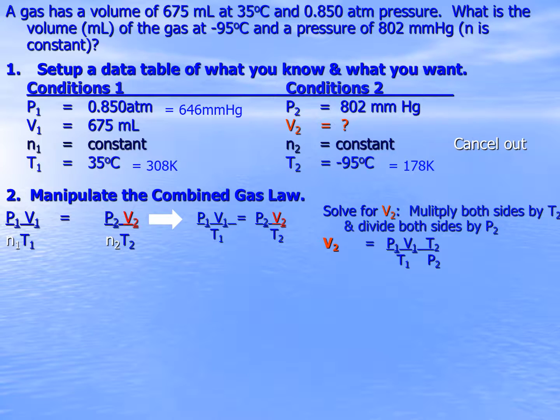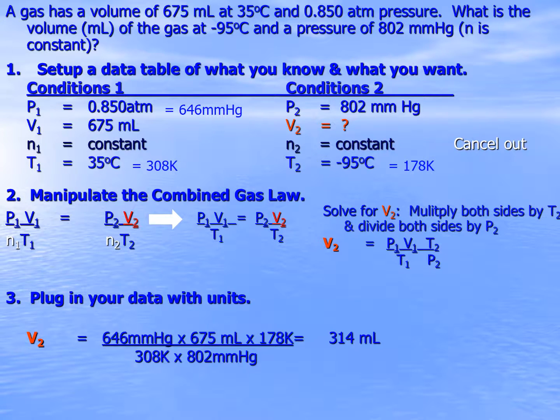So, if we manipulate the combined gas law, we get V2 equal to P1 V1 T2 over T1 P2. Watch your subscripts here because you've got to make sure the proper numbers go on top and bottom. Once we plug it in, we get 646 millimeters mercury times 675 milliliters times 178 Kelvin over 308 Kelvin and over 802 millimeters mercury. Millimeters mercury and Kelvins cancel out, so we end up with 314 milliliters.